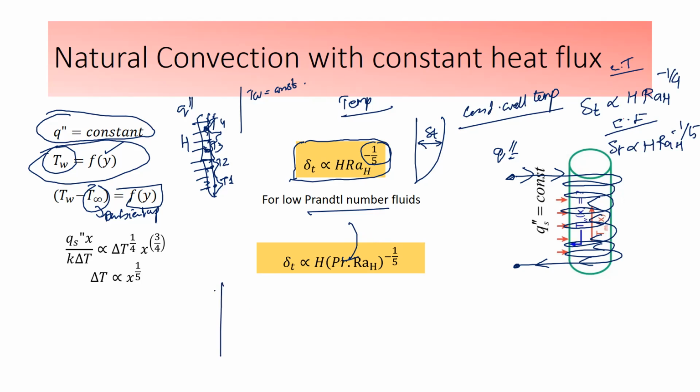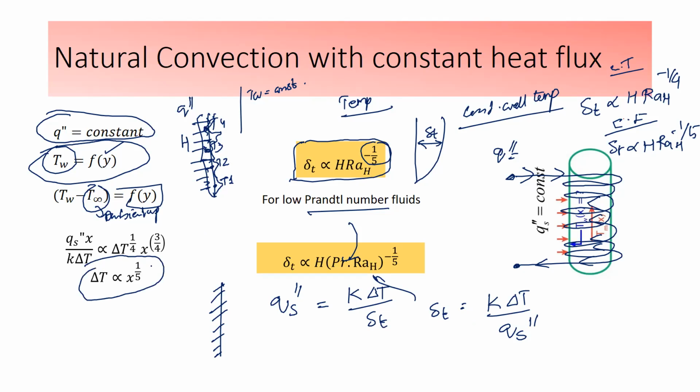So at the wall, we can see Qs dot, which is equal to K into, by Fourier's law, K delta T by delta T, right? So delta T can also be written as K delta T by Qs star. We can substitute it back here and we can get the modified expressions subsequently. So the delta T here is proportional to Ra raised to 1 by 5. So just substitute and see these expressions have been obtained.